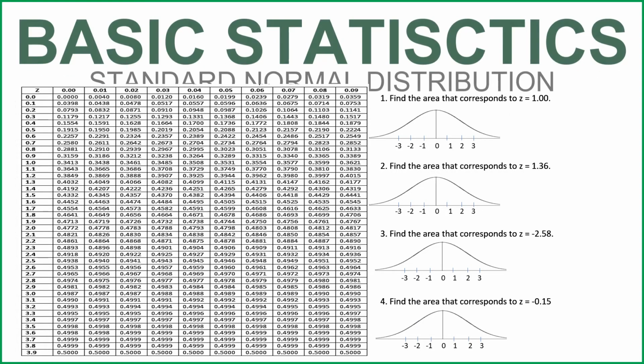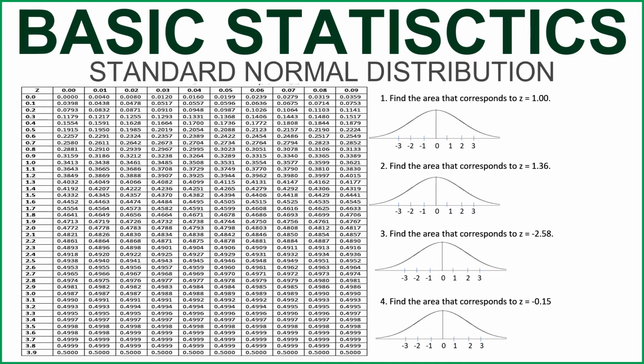So, before kayo mag-proceed sa evaluation, gawin muna natin yung activity na to. So, first one, you do is prepare the Z table para madali na lang yung pagsagot. And then, mag-prepare or mag-draw din kayo ng normal curve. So, proceed tayo sa number 1. Find the area that corresponds to Z equals 1.00.